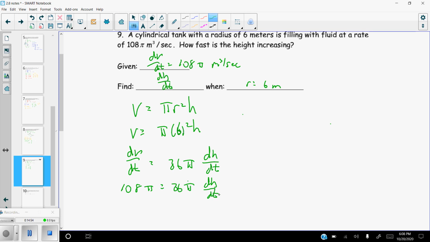So dividing both sides by 36 pi, 108 divided by 36 actually works out very nicely. That's going to give us 3. So our dH/dt is 3, and I should have left myself some room. Its height, it's linear, so it's just going to be meters cubed. I'm sorry, meters per second. Okay, singular, just meters per second. All right, getting close.